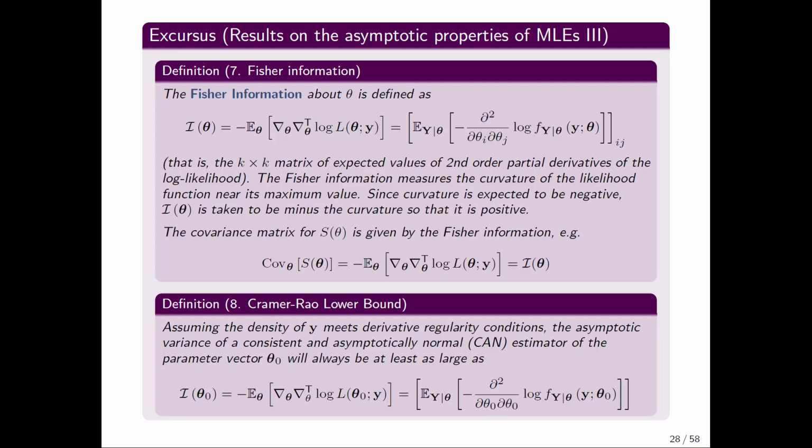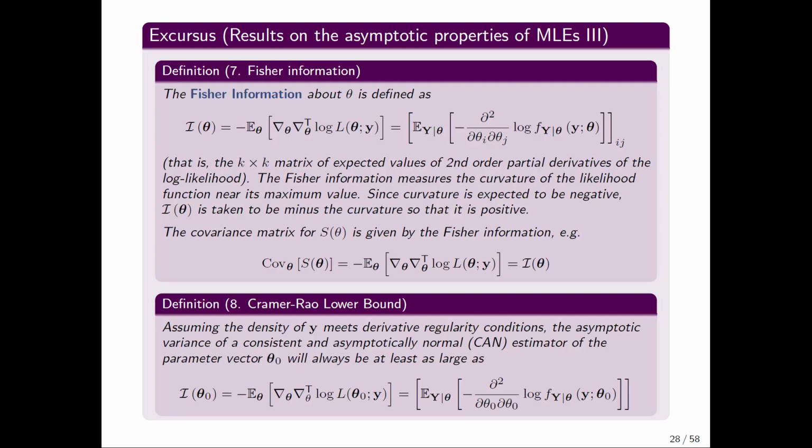Two definitions that have been used in what I've said. First, the Fisher information. The Fisher information about theta is minus the expected value of the matrix of second order partial derivatives of the log likelihood. So the Fisher information is measuring the curvature of the likelihood function near its maximum. And since that curvature is negative at a maximum, we take minus the curvature so the information is positive.